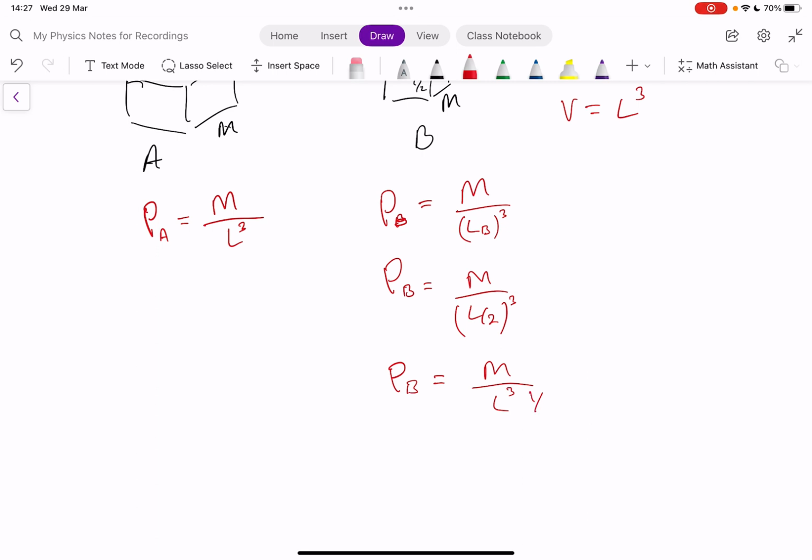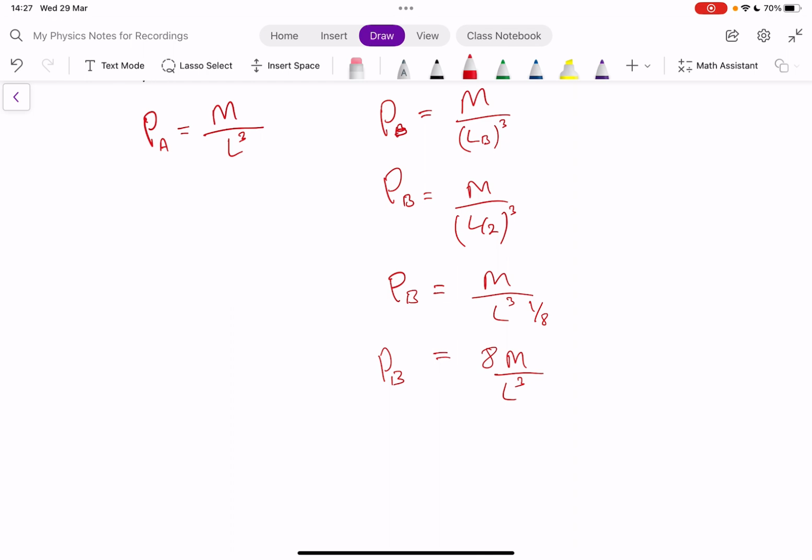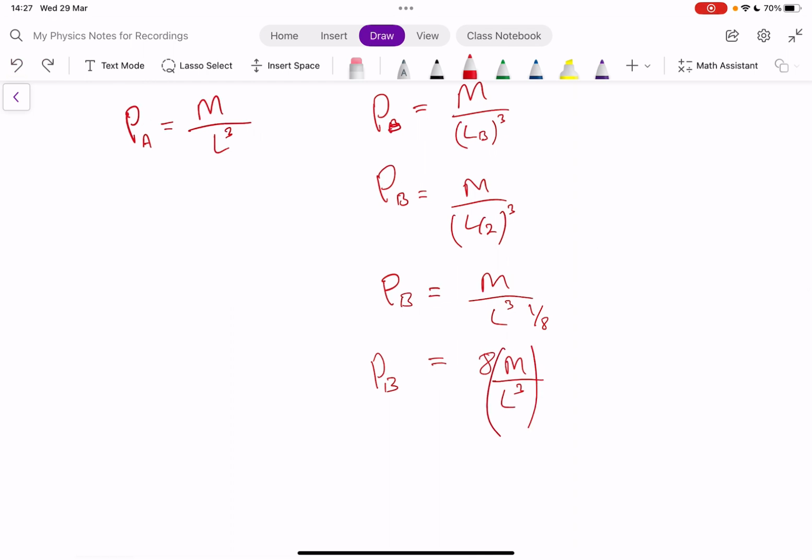2 cubed is 8. So what I've got is an 8th there. And hopefully you should realise that that 8 will then appear on the top. Right. Now, what you've got to notice is that this part of the equation is essentially this part of the equation in A. So what you can do is you can substitute in rho A to that bracket.